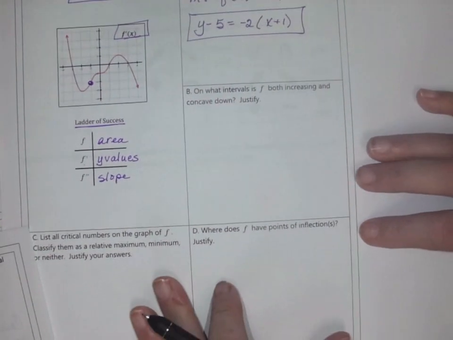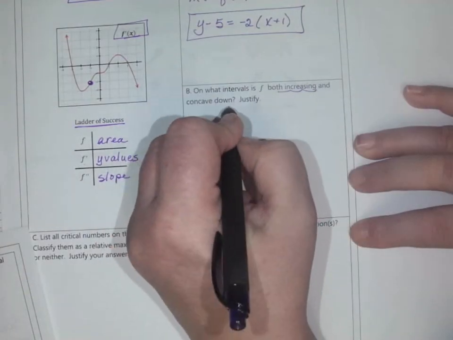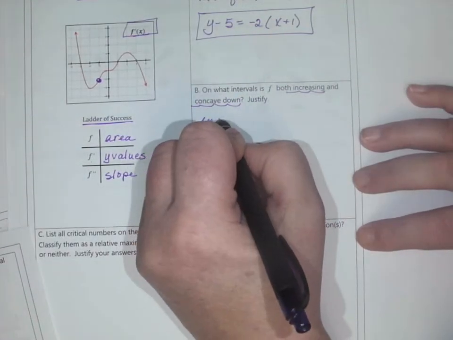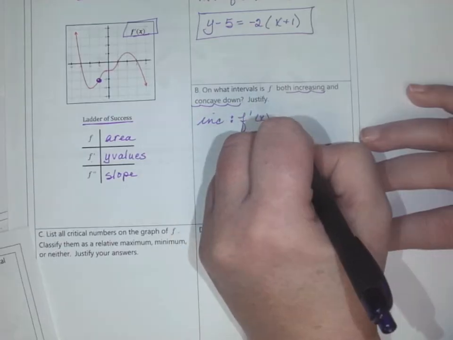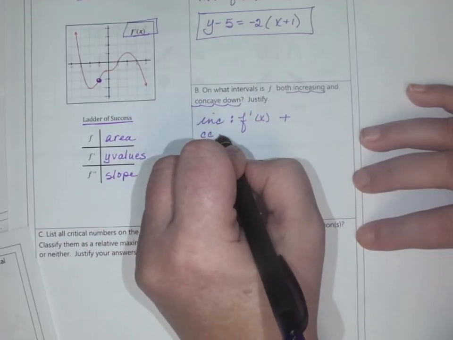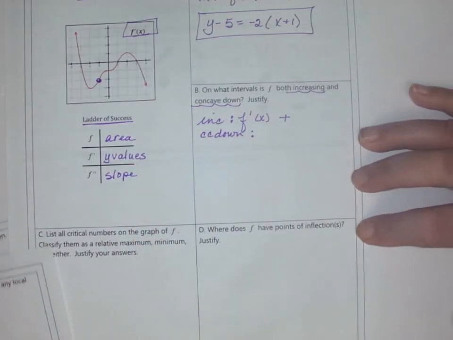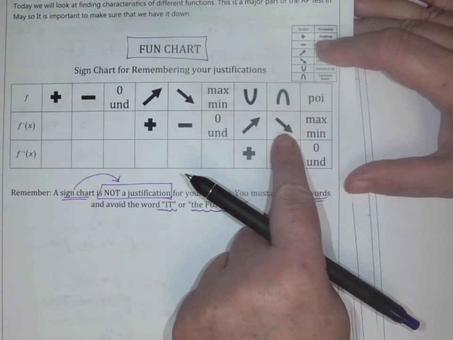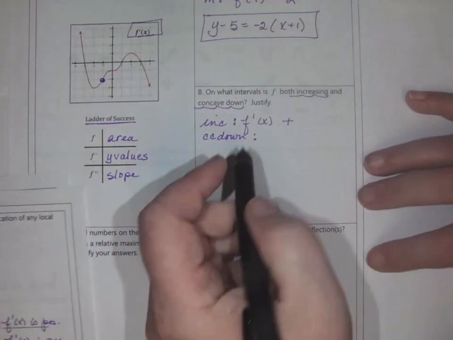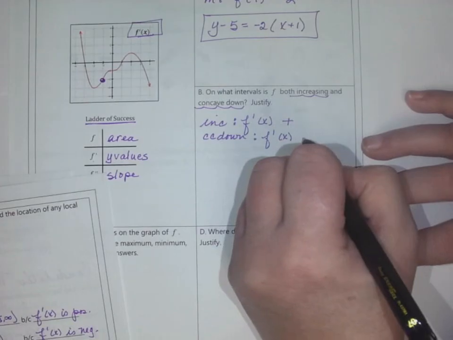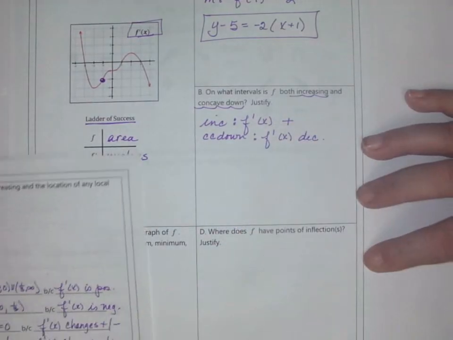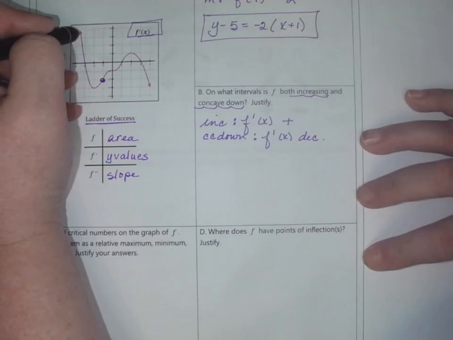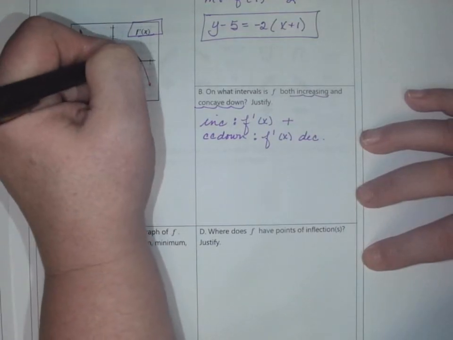Okay, B: on what intervals is f both increasing and concave down? Remember, when we're increasing, we want f prime of x to be positive. When we're concave down, now here's where it gets tricky. I'm going to go back to my fun chart. When I'm concave down, I'm going to look at my first derivative because that's what I have. I want my first derivative to be decreasing. That's where the fun chart comes in handy, it tells you what your first derivative does on concavity. So I'm looking for a positive y value and a decreasing function. That looks like this piece right here and then this piece right here.